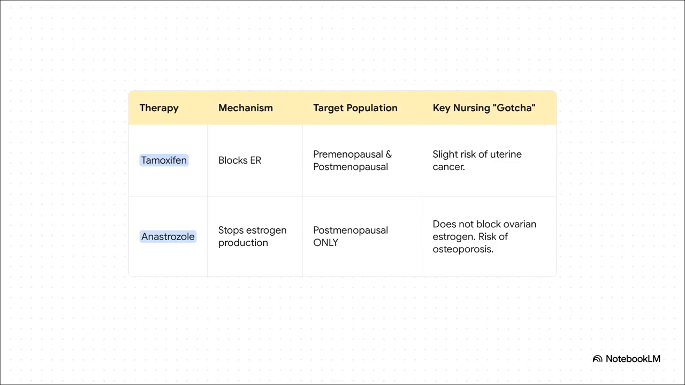Here is a super common gotcha with breast cancer medications. You have to know the difference between these two. Tamoxifen can be used in both pre- and post-menopausal women, but it has a small risk of causing uterine cancer. Anastrozole, on the other hand, is for post-menopausal women only, because it doesn't block the estrogen made by the ovaries, and its big risk is osteoporosis.